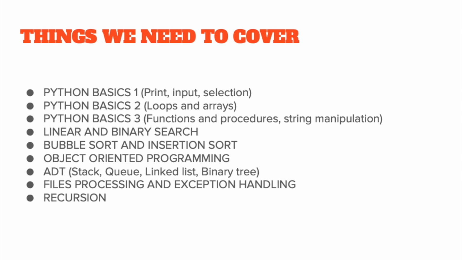And then from lesson 6 onwards, we're going to start looking at the serious stuff, object-oriented programming, classes, things like that. We're going to look at abstract data types, stack, queue, linked list, binary tree, and then we're going to move on to file processing and exception handling before we round everything up with recursion.